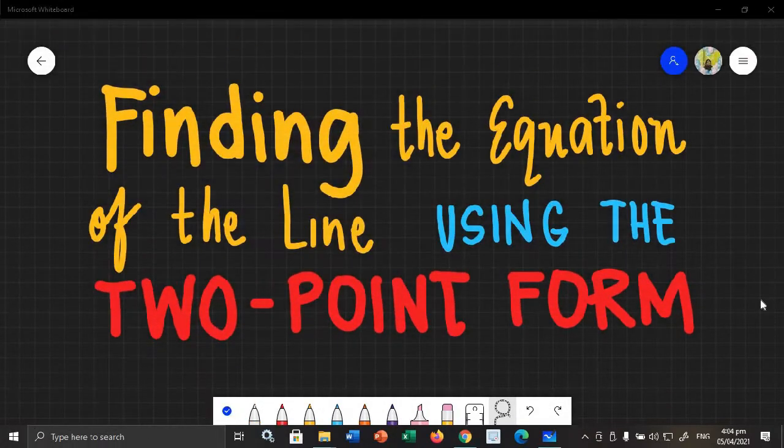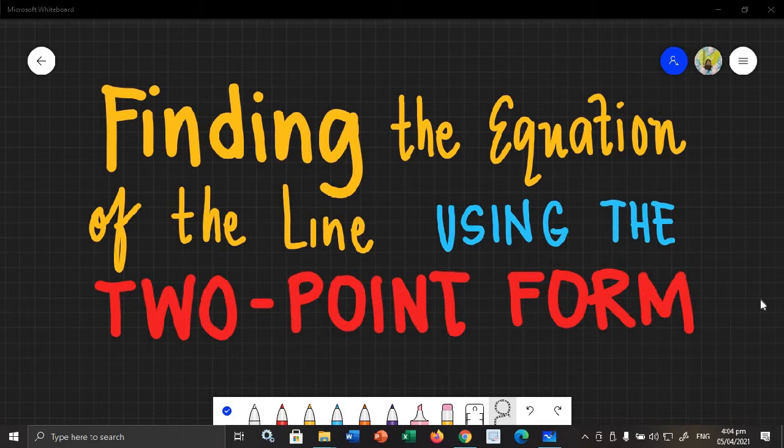In this video, we are going to talk about finding the equation of the line using the two-point form. When we use the two-point form, we need to make sure that the given are 2 points. Kaya natin gagamitin yung two-point form. Okay? And there are 3 steps in finding the equation of the line using the two-point form.